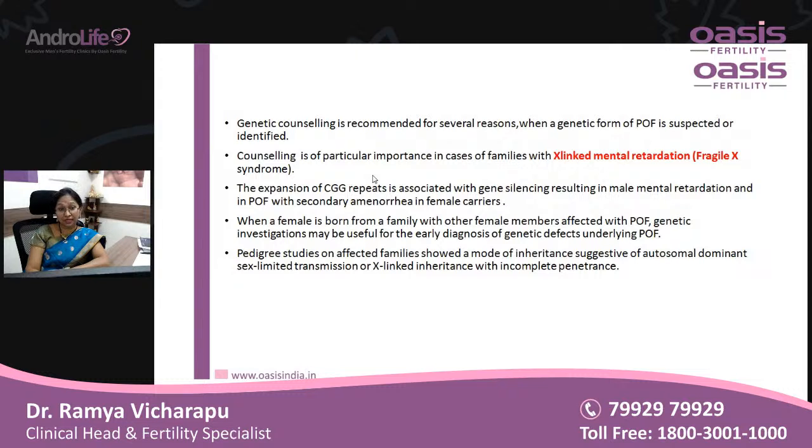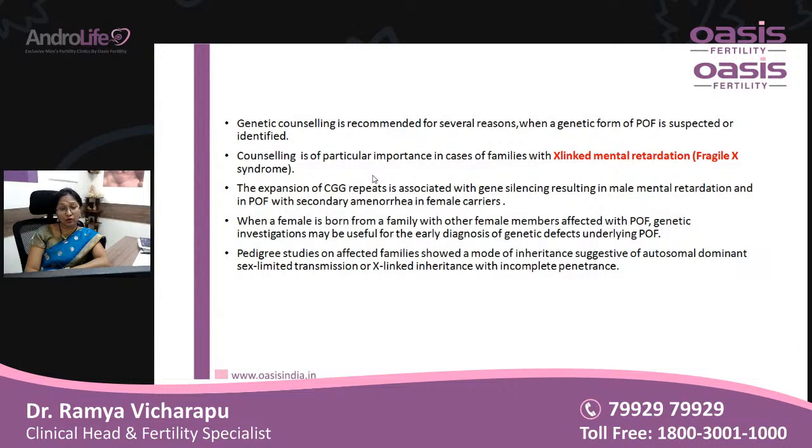So genetic counseling is recommended for several reasons when a genetic form of premature ovarian failure is suspected or identified. Counseling is of particular importance in cases of families with X-linked mental retardation, that is Fragile X syndrome. The expansion of CGG repeats is associated with gene silencing, resulting in male mental retardation and in premature ovarian failure with secondary amenorrhea in female carriers.